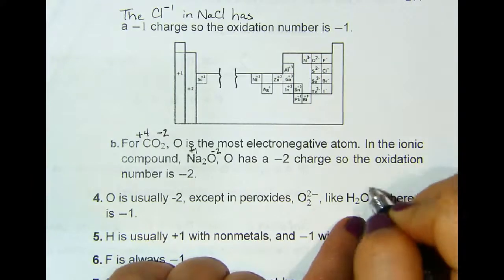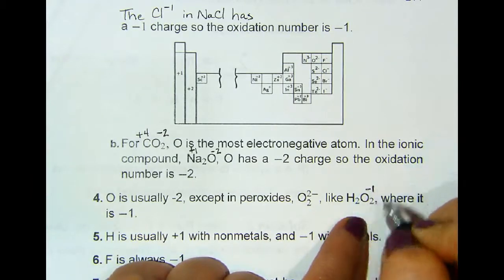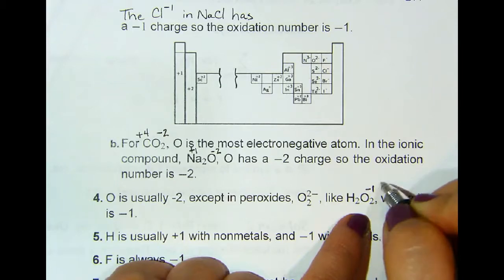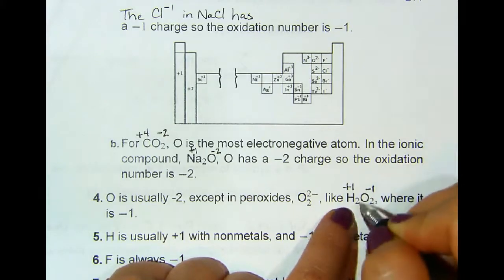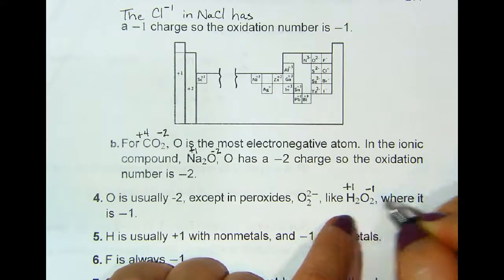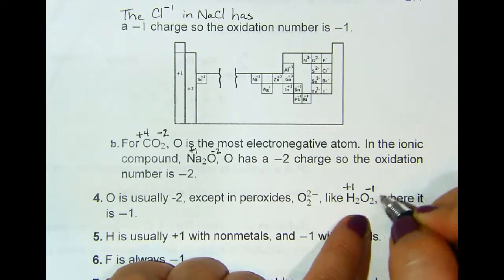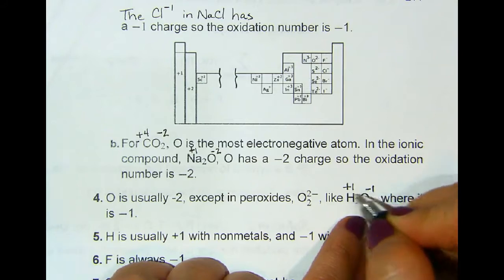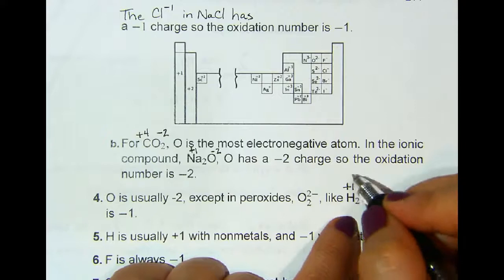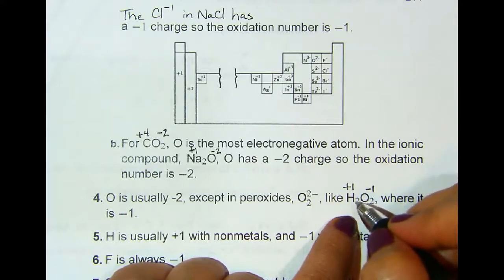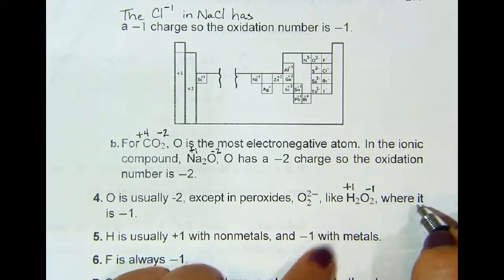So in this example, you would assign a -1 as the oxidation state on the oxygen and a +1 on the hydrogen. 1 times 2 is a +2 overall, and -1 times 2 is a -2 overall. This is the only way the charges would balance. You could not give this a -2 because hydrogen could never be anything but -1 or +1.